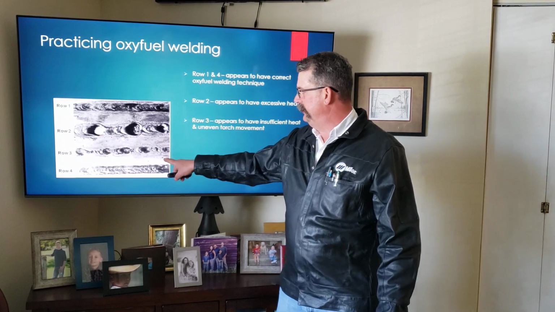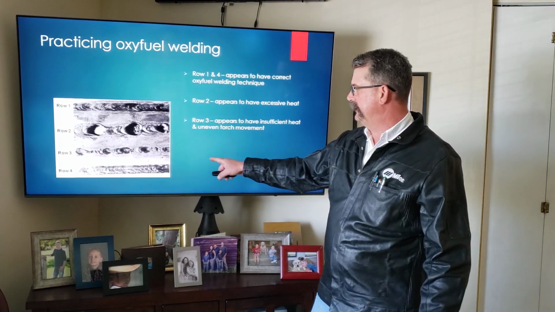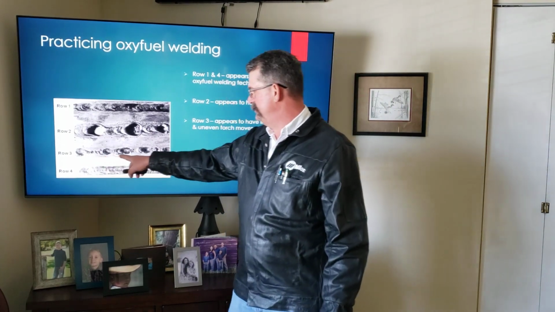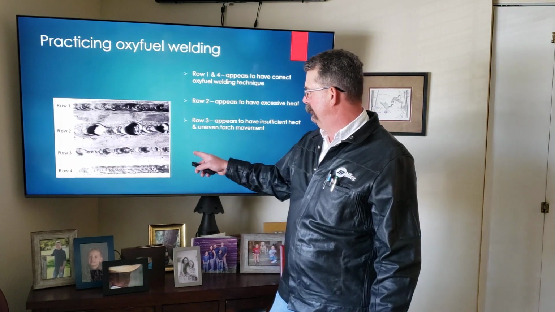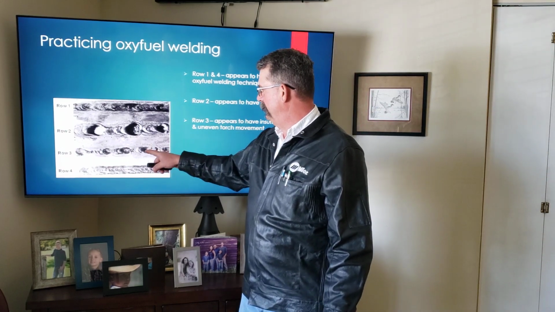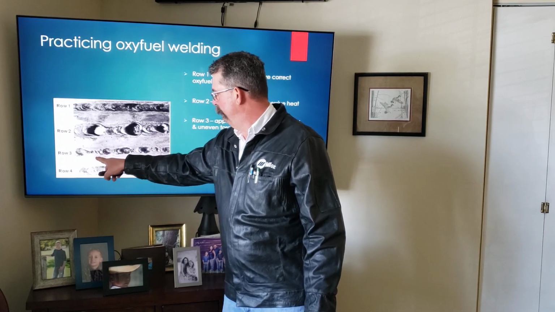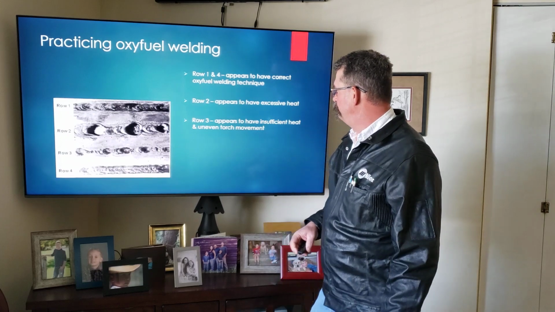And then row 3 is a good illustration of what too little heat would look like to the student practicing out in the lab, and that you see some real inconsistencies in your puddle bead there, and you can see where the weld pool basically stopped within this bead.